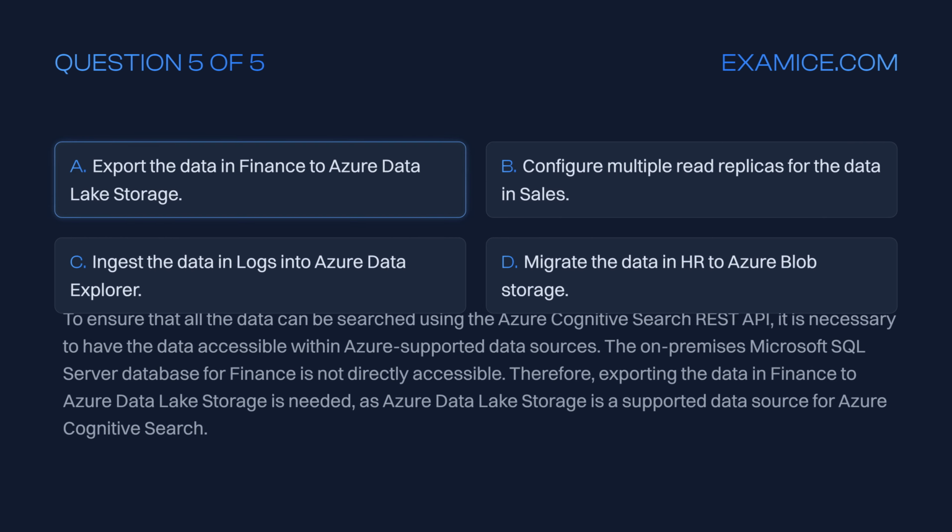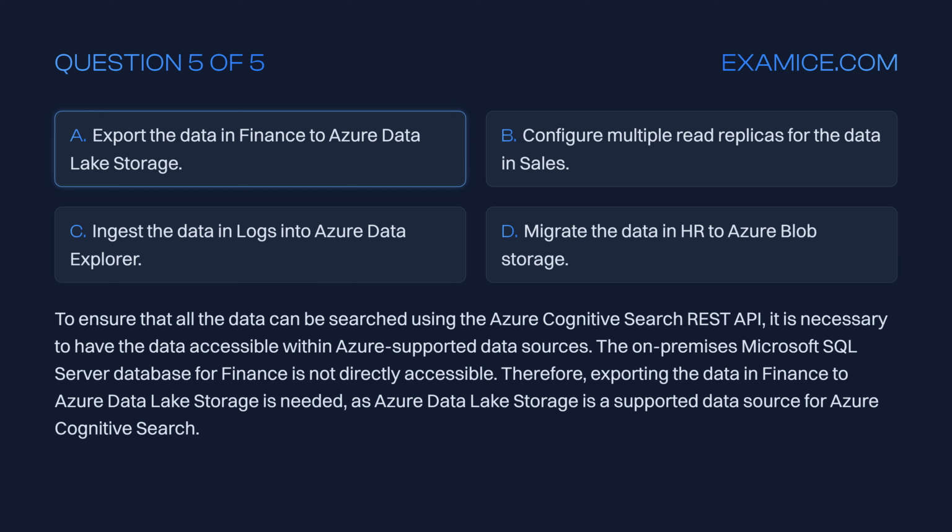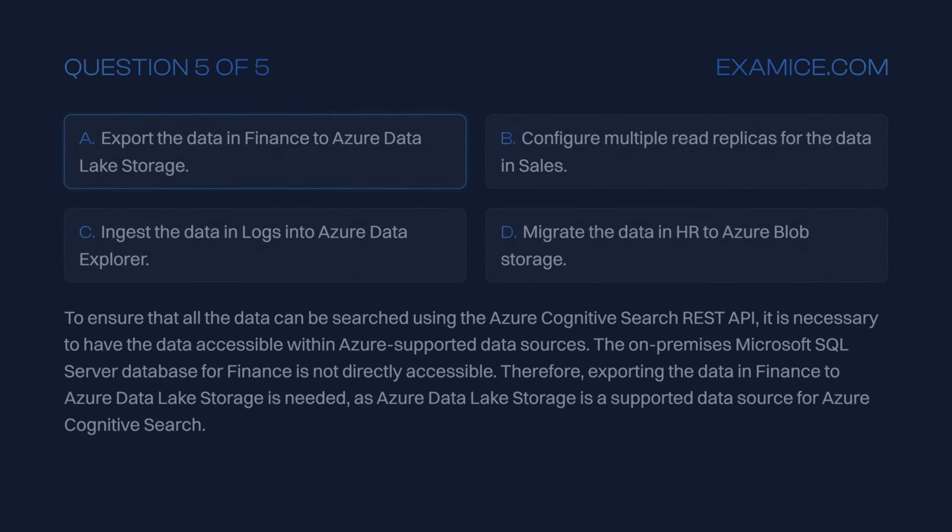The answer is option A. To ensure that all the data can be searched using the Azure Cognitive Search REST API, it is necessary to have the data accessible within Azure-supported data sources. The on-premises Microsoft SQL Server database for finance is not directly accessible. Therefore, exporting the data in finance to Azure Data Lake Storage is needed, as Azure Data Lake Storage is a supported data source for Azure Cognitive Search.